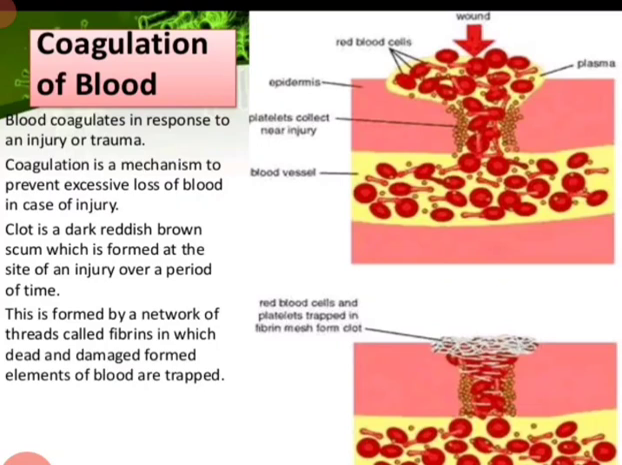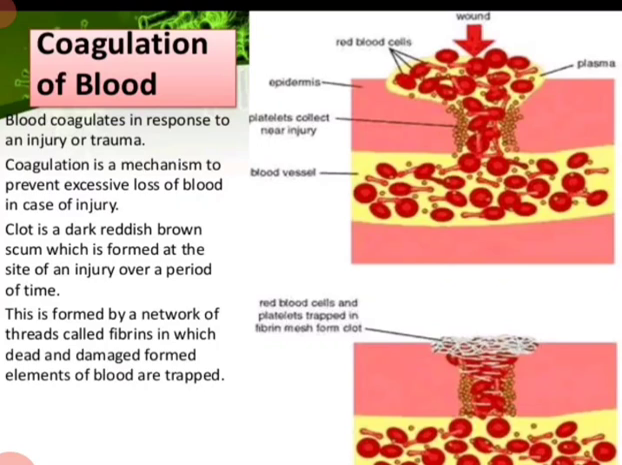Okay, next we are coming to the coagulation of blood. What is the meaning of coagulation of blood? Blood coagulates in response to any injury. When there is any cut, blood flows from that injured area, and after some time we can see the blood is clotted there. That is called coagulation of blood. Coagulation is a mechanism to prevent the excessive loss of blood in case of injury.